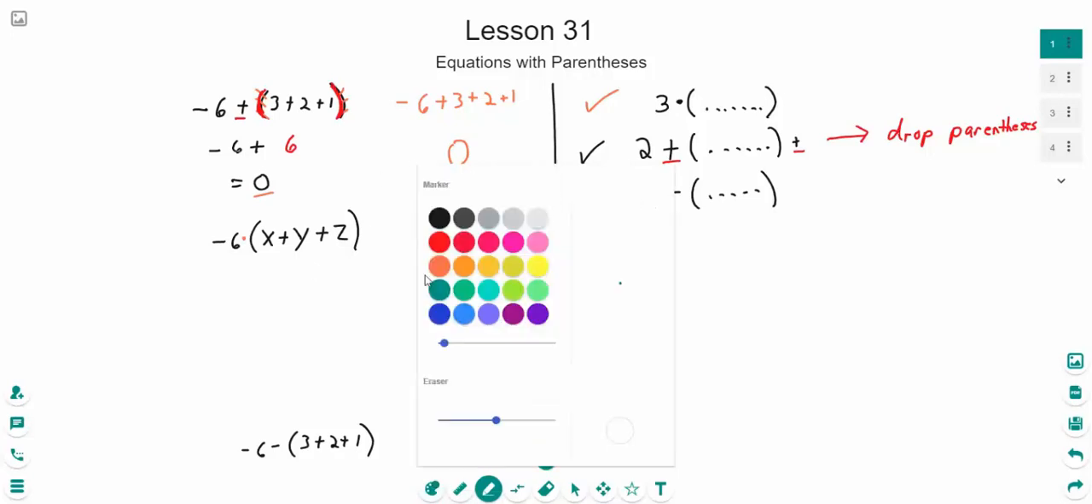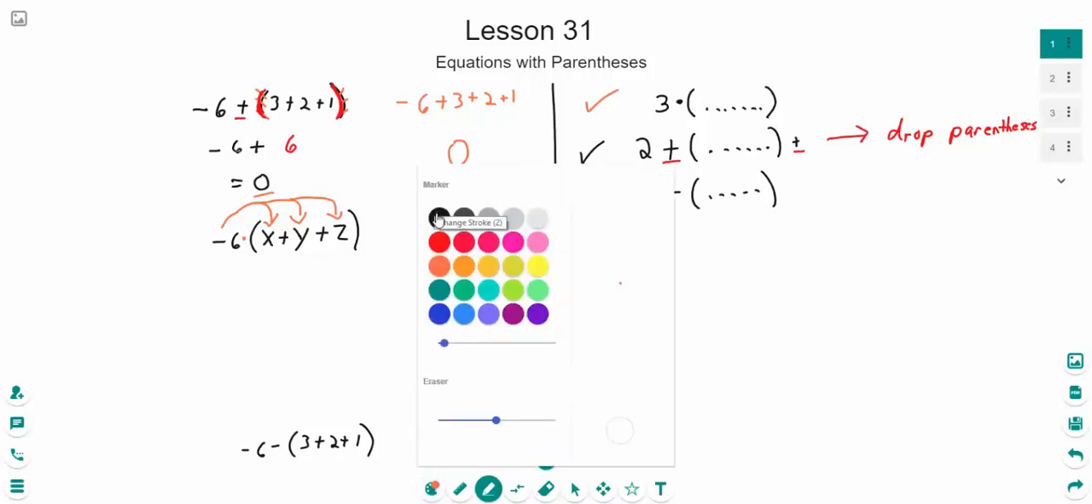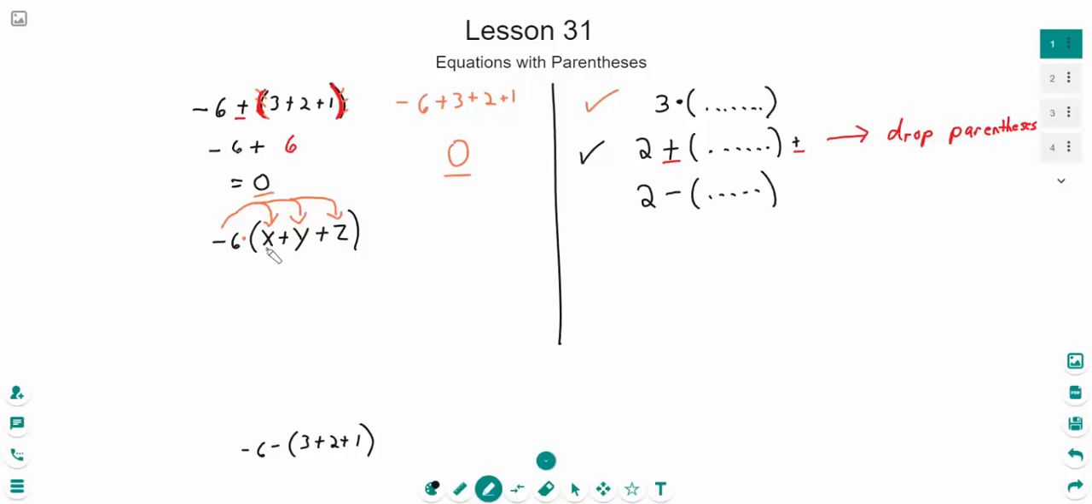Okay, so if we use our distributive property, we remember that we can take this negative 6, multiply it by the x, and then multiply it by a positive y, and then multiply it by a positive z, right? Distributing it through, all right? So let's do that right now. A negative 6 times an x is going to give us a negative 6x. A negative 6 times a positive y is going to be a negative 6y. And a negative 6 times a positive z is going to be a negative 6z, right?